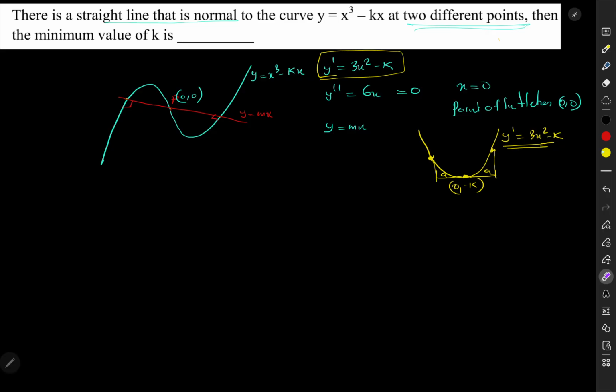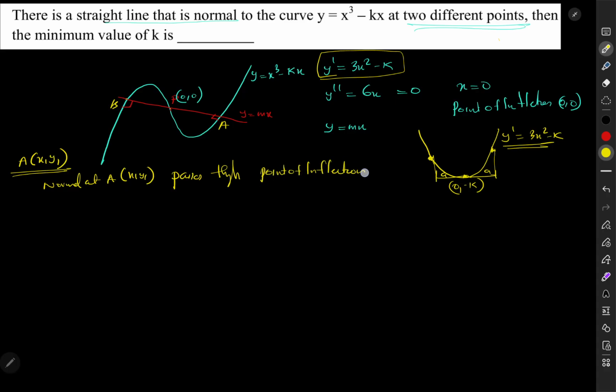Okay, now what to do here? Y equal to mx passes through the point of inflection. Let me take these points, I have a and b. Take any one of them as x1 y1. So the tangent at a, a is taken as x1 y1. It passes through what? Not tangent, normal. The normal at a, x1 y1, passes through the point of inflection.